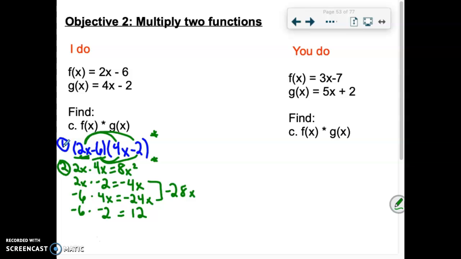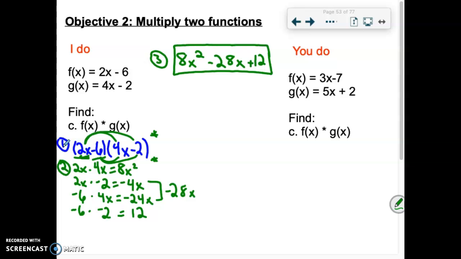And then step 3, which I'll finish up here, is just writing your final answer in standard form. So the highest power comes first, which is 8x squared, the term with the highest power. And then you put minus 28x, and then finish it off with plus 12. And I'm done. So 8x squared minus 28x plus 12 is the final answer when you multiply those two binomials together. Precursor, multiplying two binomials will lead to a quadratic trinomial, which we'll talk about later.